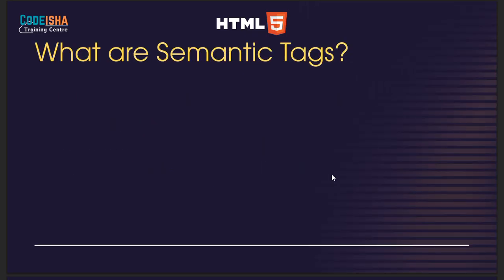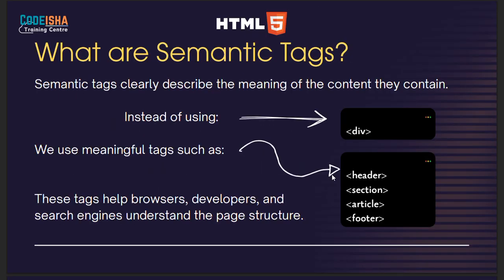So what are semantic tags? Semantic tags clearly describe the meaning of the content they contain. So instead of using the div tag, let's try to use the header, section, article, or footer tag, based on our requirements. These tags are semantic tags. We use meaningful tags, and these tags help browsers, developers, and search engines understand the page structure.